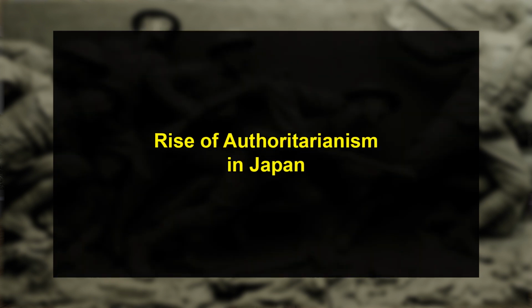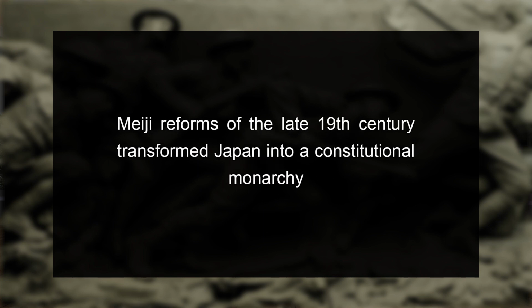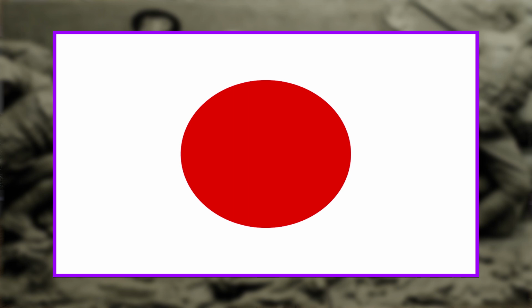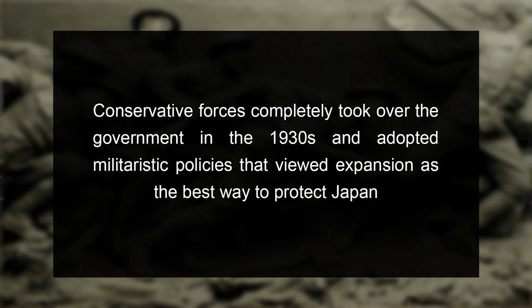Rise of authoritarianism in Japan. The Meiji reforms of the late 19th century transformed Japan into a constitutional monarchy. While technically democratic, a small, powerful elite ruled Japan. As Japan became increasingly angry at the Western refusal to view them as an equal partner, Japanese nationalism surged. Conservative forces completely took over the government in the 1930s and adopted militaristic policies that viewed expansion as the best way to protect Japan. Authoritarian leaders silenced opposing voices.